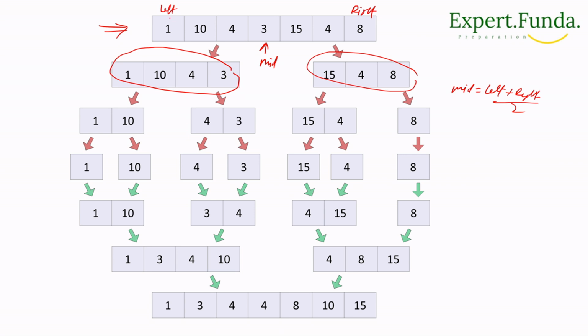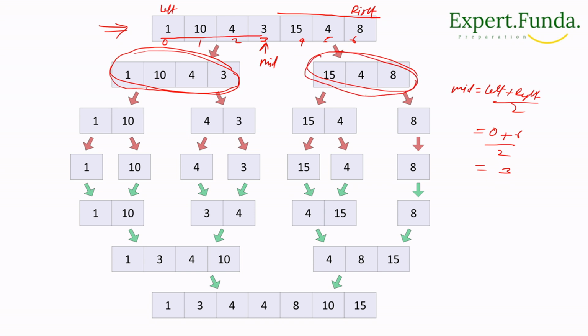So left to mid. How will we get the mid? The indices are 0 1 2 3 4 5 6. Left is 0, right is 6, and if we halve it, it becomes 3. So we go from 0 to 3, this is our first half, and from 4 to 6 is our second half. That's why the first half is 1 10 4 3, and the second is our second half.